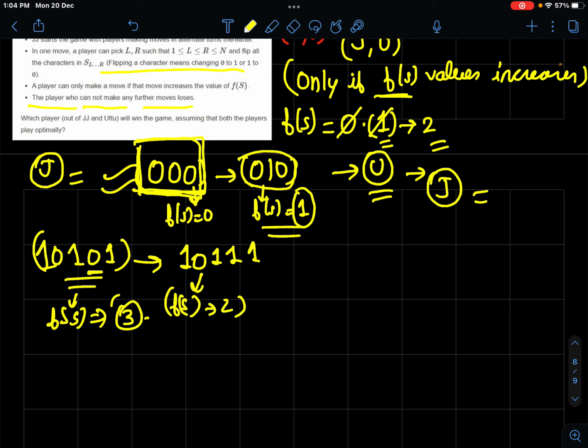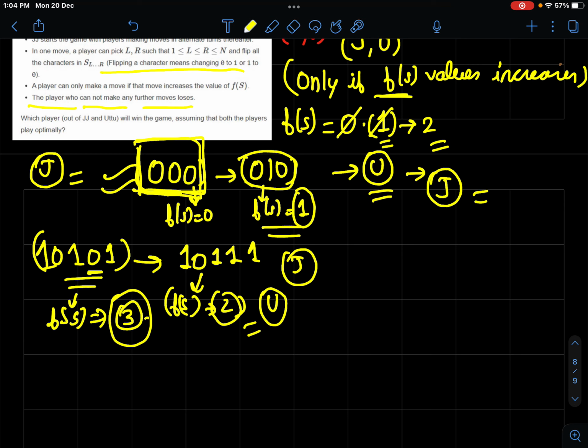We don't want that. We want the maximum value of Fs, or if Fs increases, then we will consider it a move. Here J goes first, but J can't make a move because Fs is decreasing, as you can see, to 2. So J can't make a move, and here U will win.